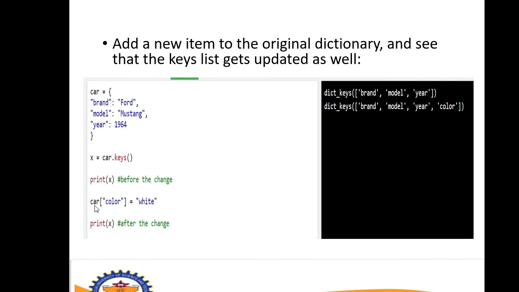So, tatawagin lang natin yung variable class na car, enclose in a square brackets, is yung color. Si color po, ito po yung kanyang key. And then equals white, ito yung kanyang magiging value. So, if we print X, ang bago na niyang value na ipiprint ay yung brand, model, year, at yung na-add natin na bago, which is color.